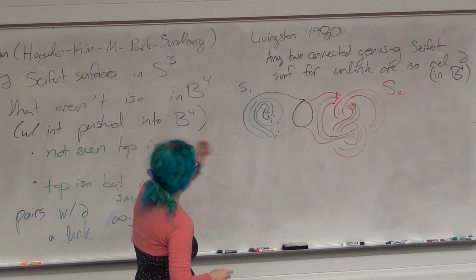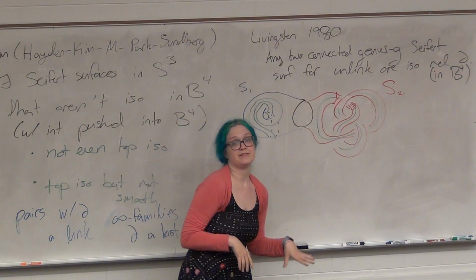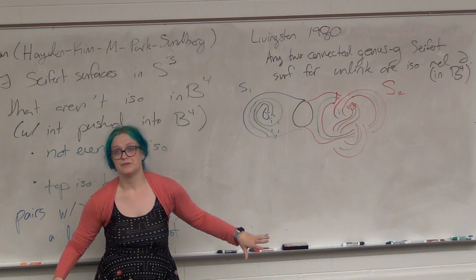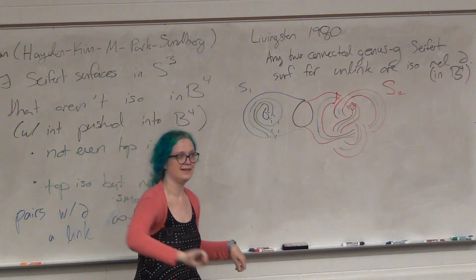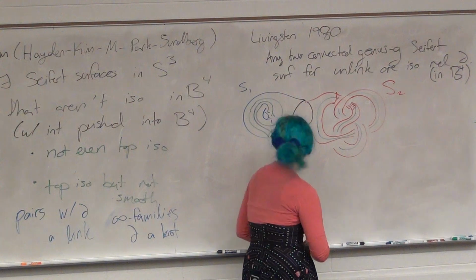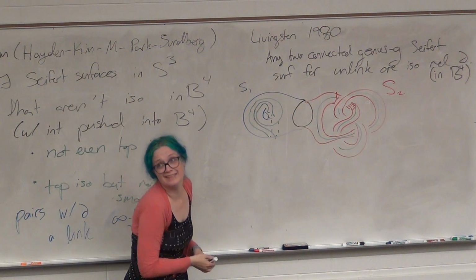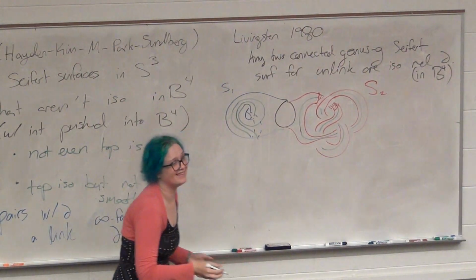There are lots of examples in the literature of Seifert surfaces that weren't isotopic to each other. So who's read Robson, the textbook? Ish, just a little bit of it. Okay. I thought that would be more popular, actually. That's okay though. It's a pretty good book.